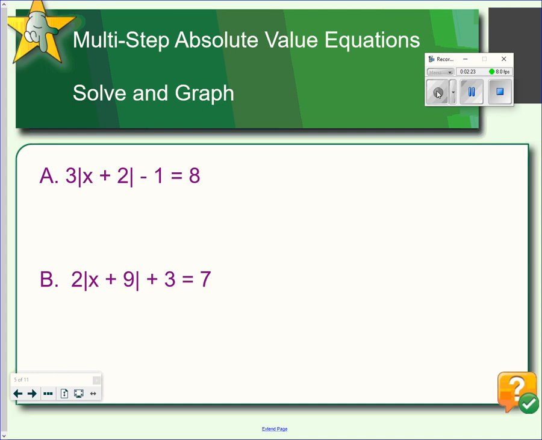Okay, here are some more complicated absolute value equations. So when you have an absolute value, such as x plus 2, with some numbers outside of the absolute value symbol, you have to isolate the absolute value first, and then you can divide it into the two equations. So first thing we'll do is add 1 to each side, and then we will divide by 3.